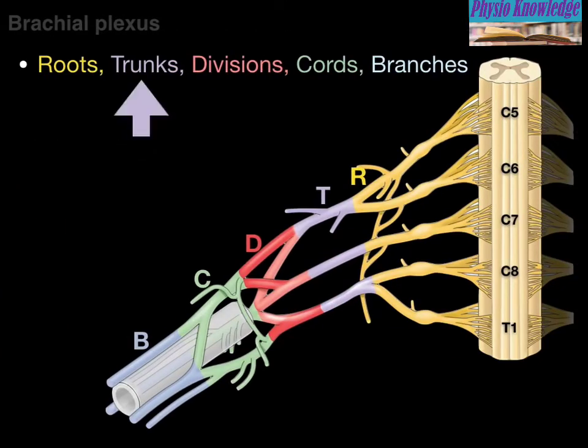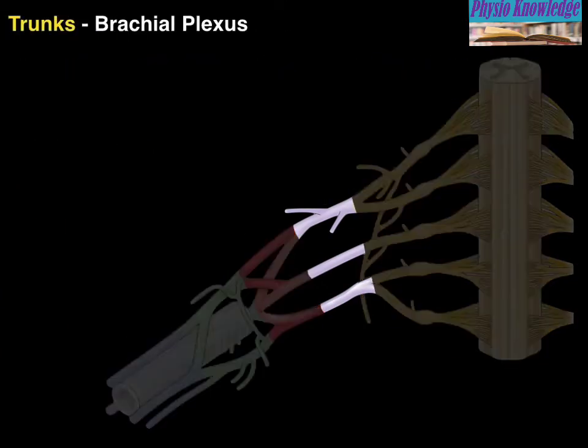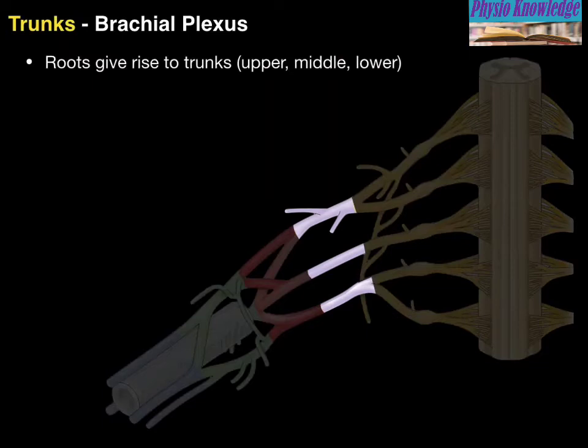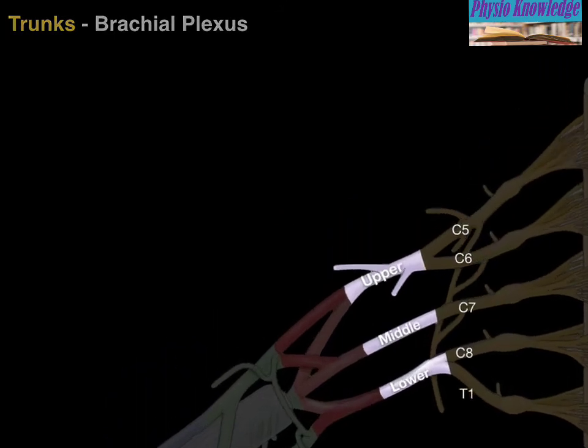Okay, so now let's talk about the trunks of the brachial plexus. Roots give rise to trunks: upper, middle, and lower trunk, sometimes known as superior, middle, and inferior. The C5 and C6 roots join to make the upper trunk. And then the C8 and T1 roots join and make the lower trunk. And then the C7 root just continues as the middle trunk, the only contribution.